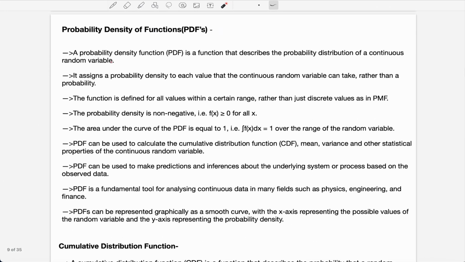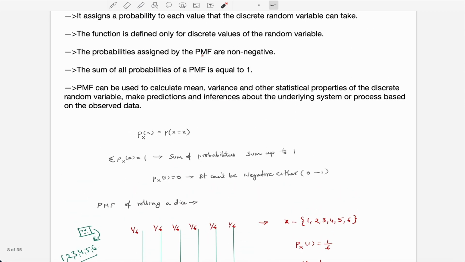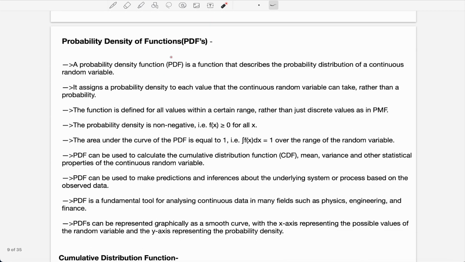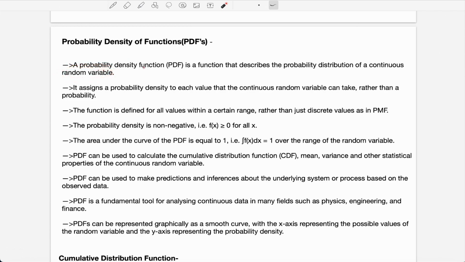So what do you mean by the probability density function? It is also called a PDF. The probability density function is a function that describes the probability distribution of a continuous random variable. The PMF gives the probability distribution of a discrete random variable, and the PDF gives the probability distribution of a continuous random variable.